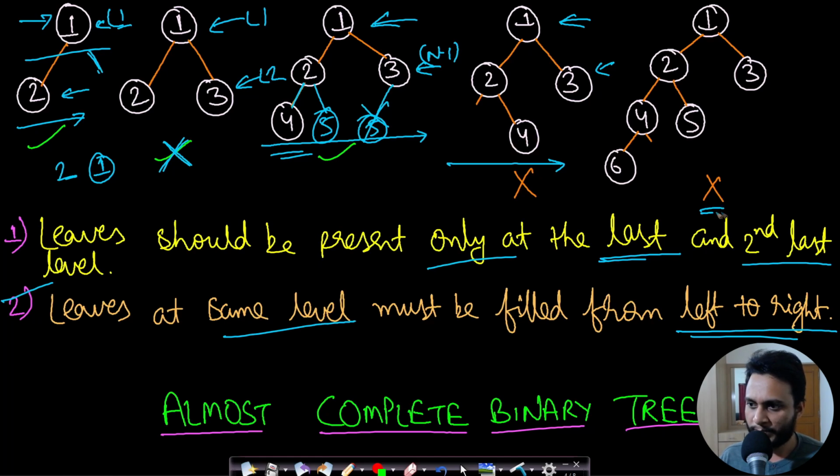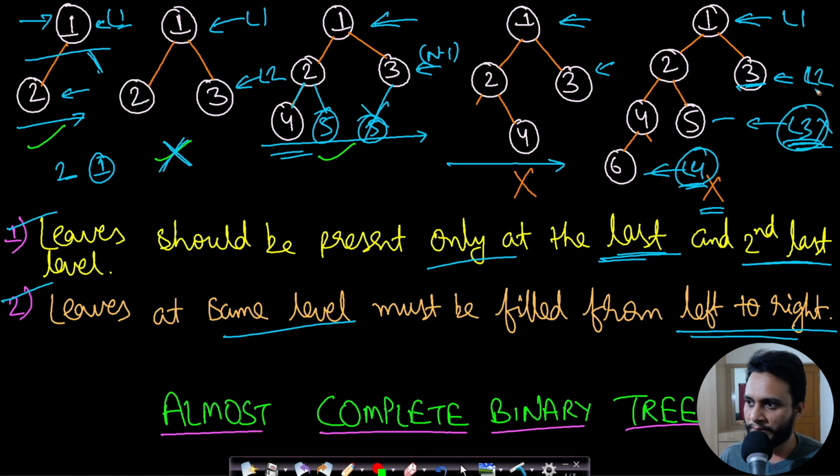Now in this last example, we will see that this is completely filled, L1 level, L2 level is completely filled, L3 level is not completely filled. So the first rule says that leaves should be present only at the last and the second last level. But you will see that this 3 is a leaf, okay, and this is present at the third last level. This is level 3, this is level 4, okay. So this is the last level and this is the second last level. So what is this L2 doing? This is the third last level and this is a leaf. So this first rule is not getting followed.